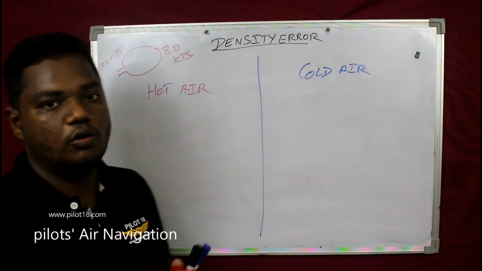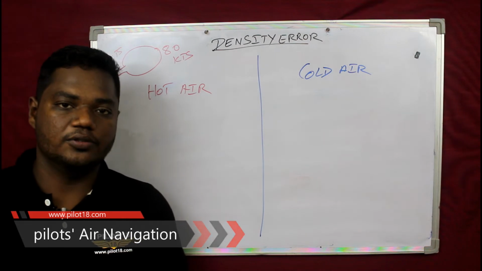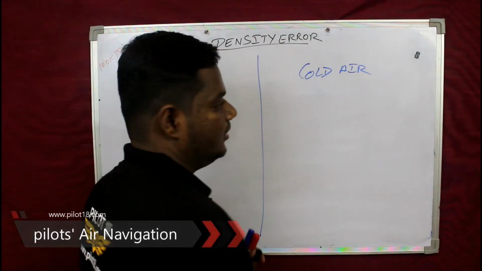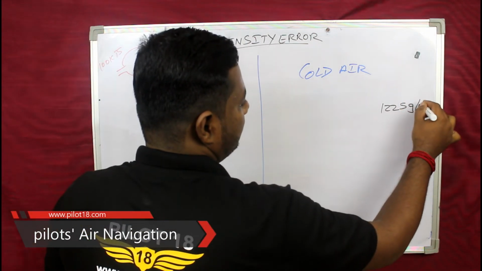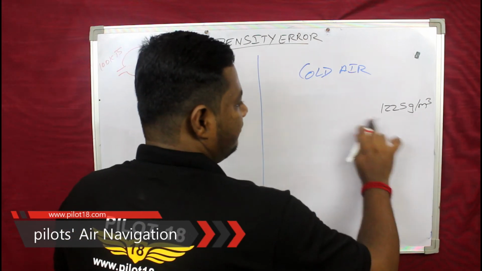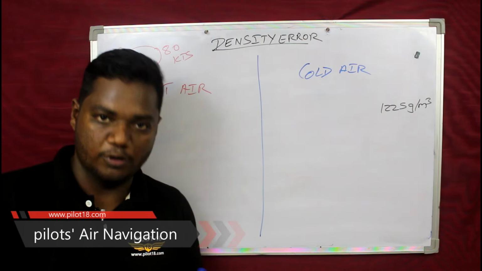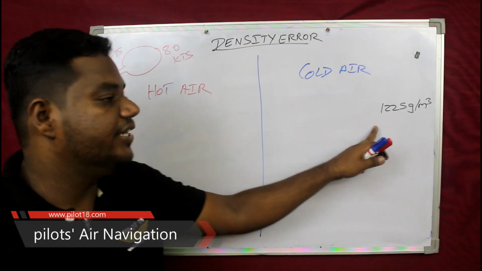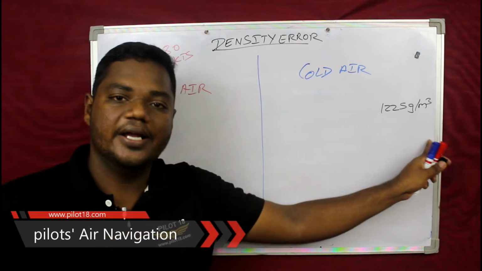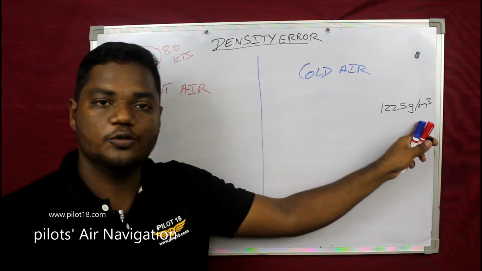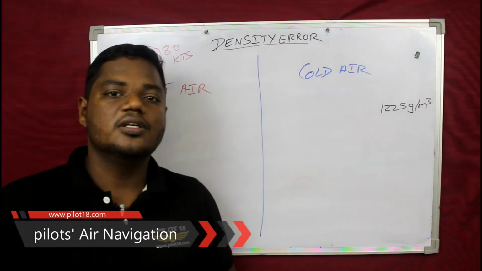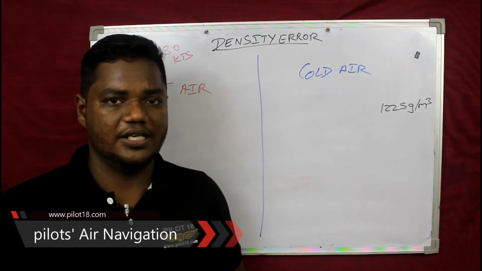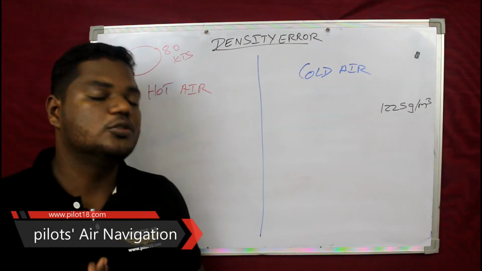So why it is underreading and overreading is because the airspeed indicator capsule is made according to the pressure of international standard atmosphere, or the density 1225 gram per meter cube. So if this density is prevailing in our atmosphere, our airspeed indicator will work perfectly, no problem, because we design the airspeed indicator capsule by taking 1225 gram per cubic meter as our reference, because that's the ISA value which is given to the aviation, okay? International standard atmosphere value given by ICAO to all the aviation.